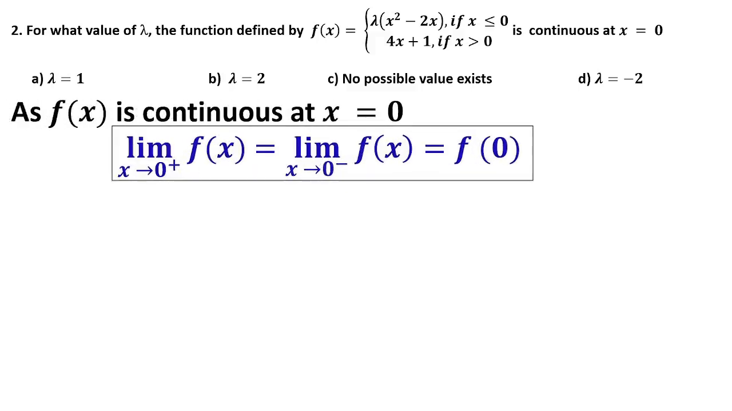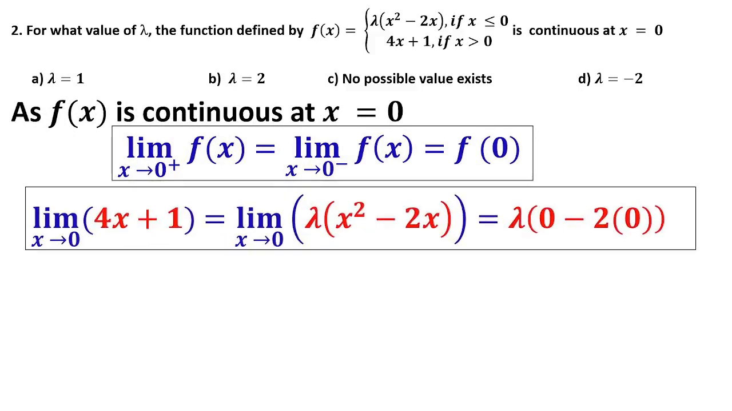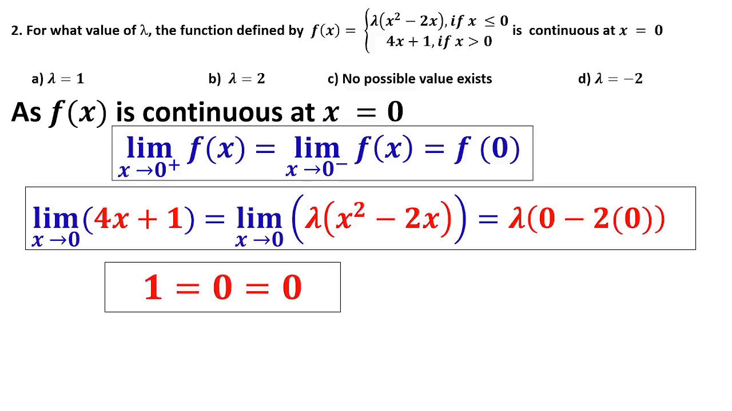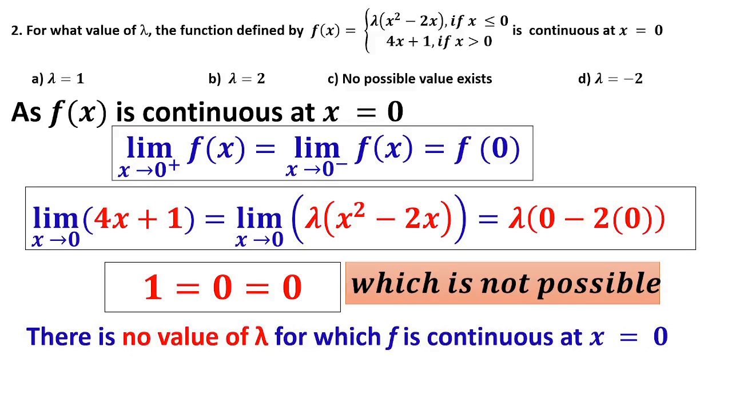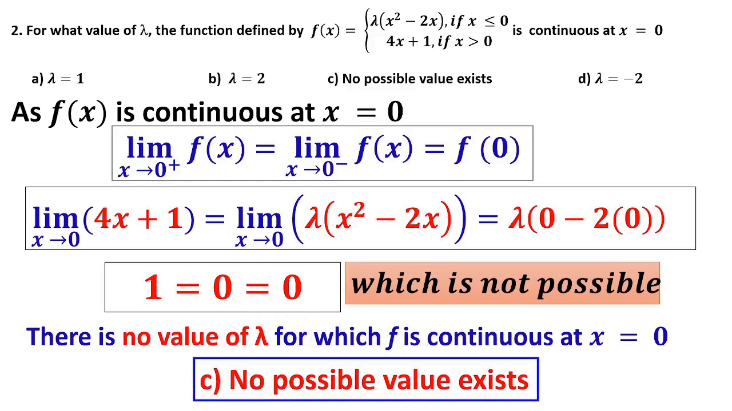f of x is continuous when the limit value is equal to the functional value. For the right sided limit, I am taking the function opposite to x greater than 0. For the left hand side limit, I have to take the function just opposite to x less than 0. You remember it like that. Then f of 0 is wherever the equality sign is there. I am checking whether 1 is equal to 0 is equal to 0. Is it possible? No. Therefore, the option is C. There is no value of lambda for which it is continuous. Therefore, no possible value exists.